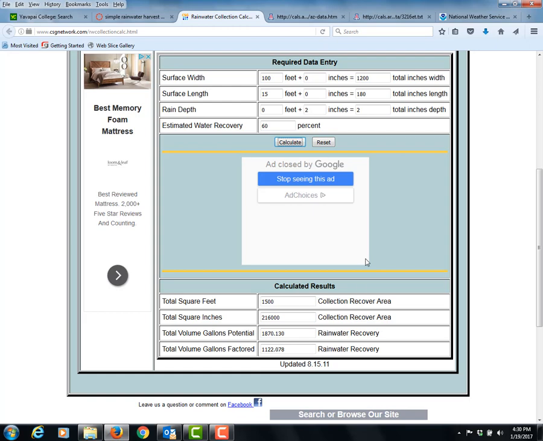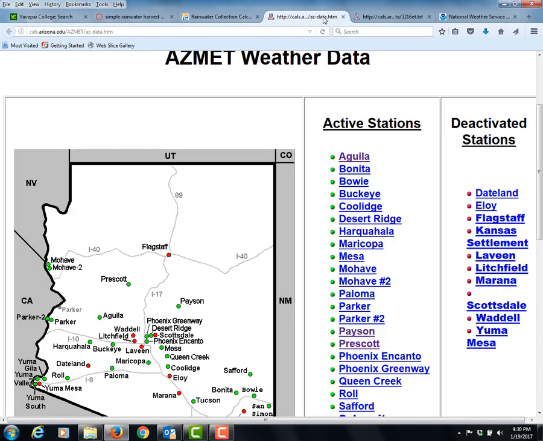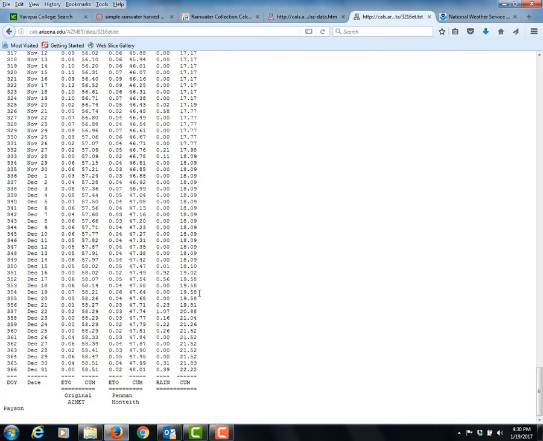And so this is a good tool for determining how much you can collect. The next connection to that would be to say, how much could I grow with that much water, and what's the duration between events like this? That's why going back and forth between the AZMET available data here, you can get lots of information to help size your rainfall watering system.